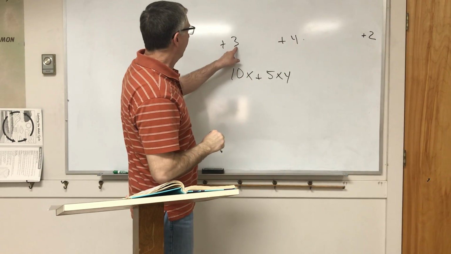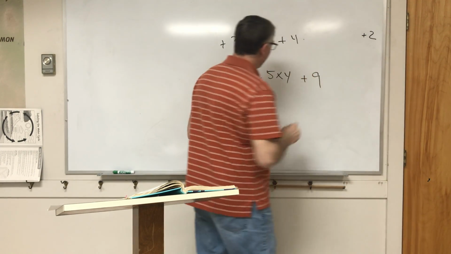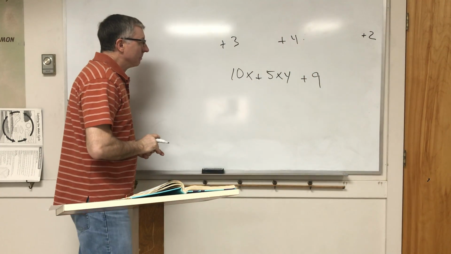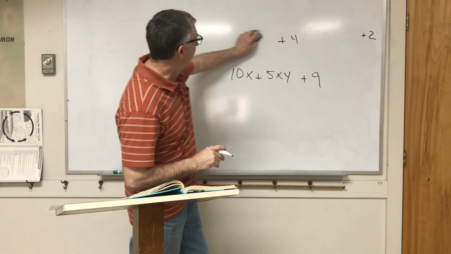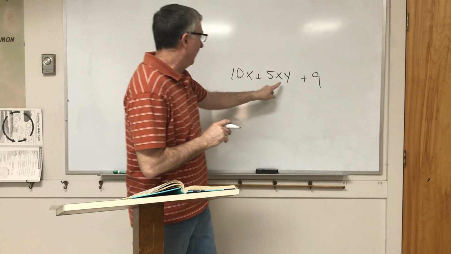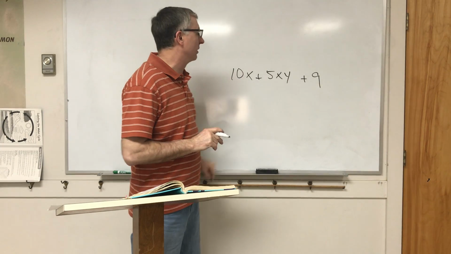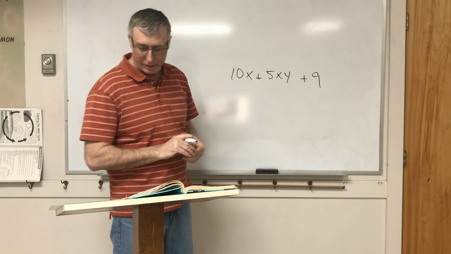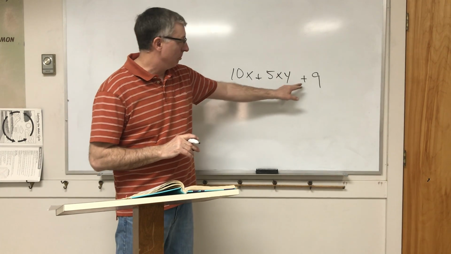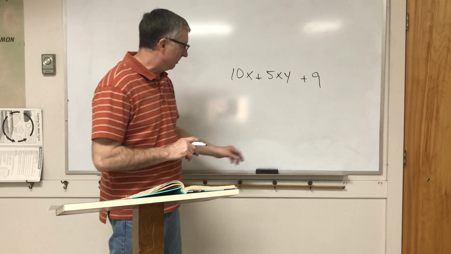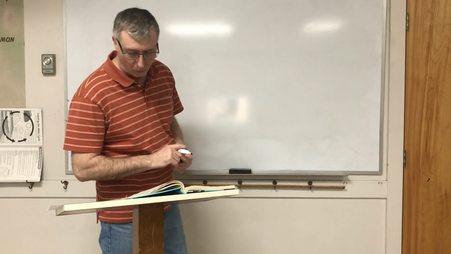Okay, so what's left? I have a 3, positive 4 is 7, plus 2 is 9. And that's my solution. And so we have now added the like terms that were given to us, and we cannot take this any further. These two are not like terms. These two are not like terms. These two are not like terms, and so we're done. So 10x, they have a little bit different order, that's okay, plus 5xy plus 9 is my answer. Okay? Let's do one more.